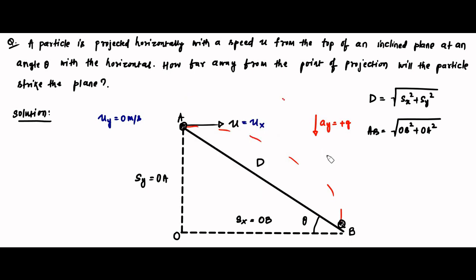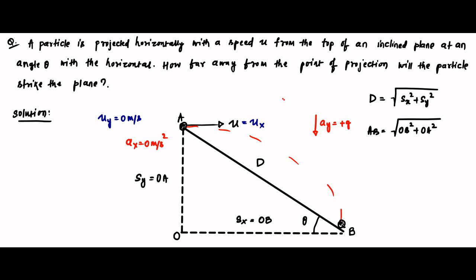Next is the acceleration or deceleration along the horizontal axis. There is no acceleration or deceleration, so ax is 0 meter per second square. This much is clear. Now we have to do the analysis as per the principle of independence of motion. X component analysis different, y component analysis different.